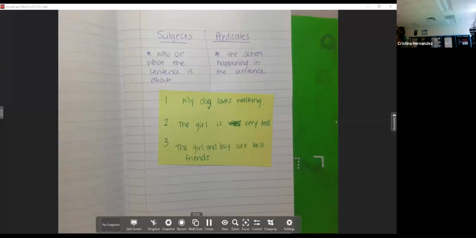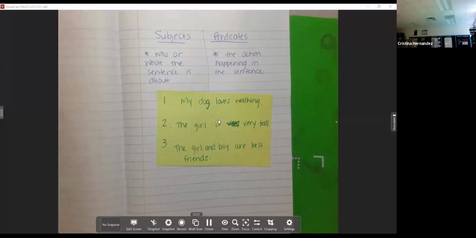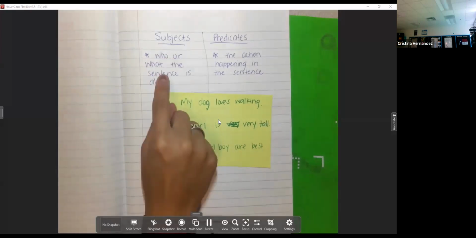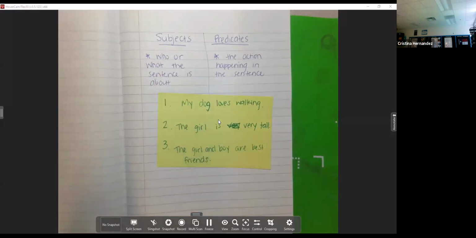What the subject and the predicate is of this sentence. So remember, the subject is who the sentence is about. The predicate is the action that is happening.